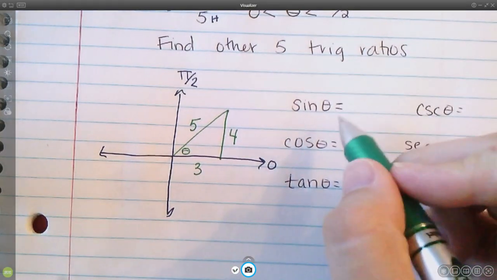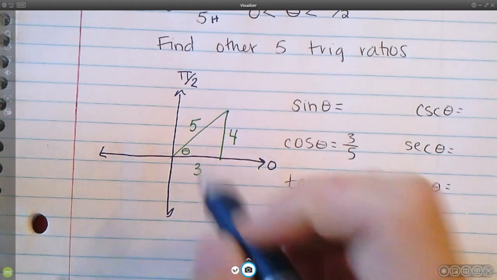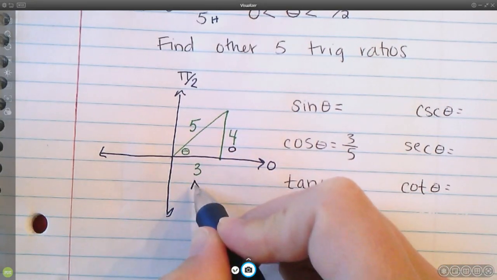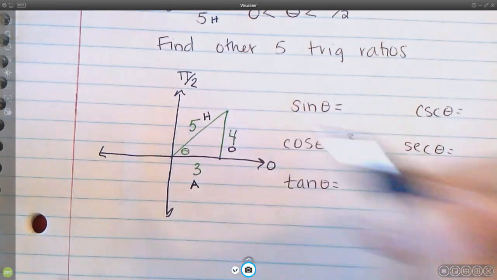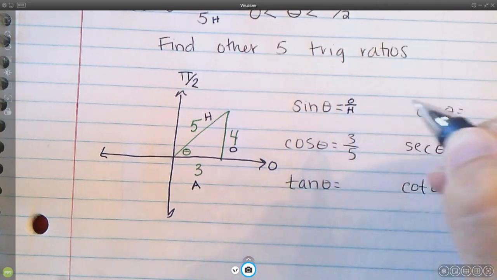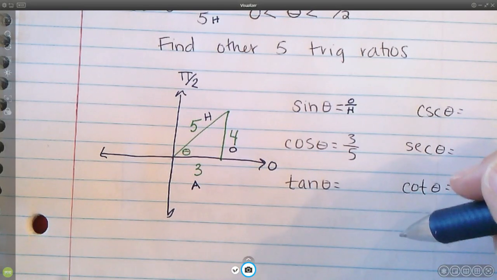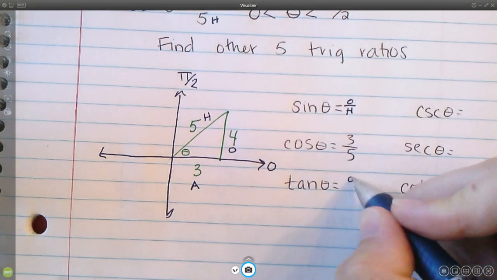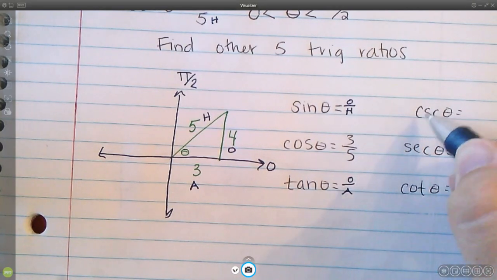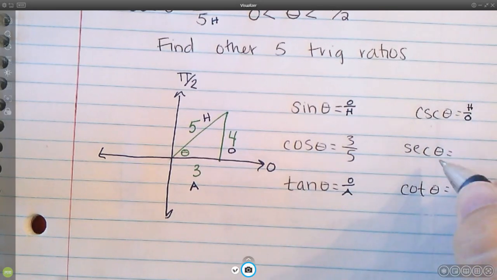Sine is opposite over hypotenuse. Let's do this actually. So here's theta. Opposite is 4. Adjacent is 3. Hypotenuse is 5. So sine is O over H. I actually recommend writing these out exactly how I am because it's hard to screw up if you do. Tangent is opposite over adjacent. Cosecant goes with sine, so what's the opposite? That's H over O.